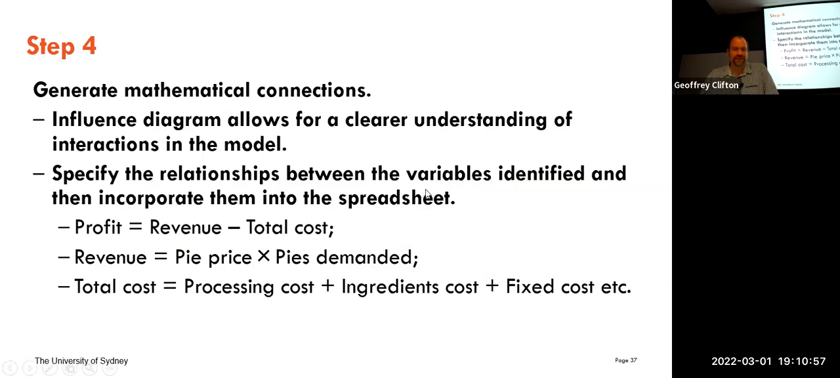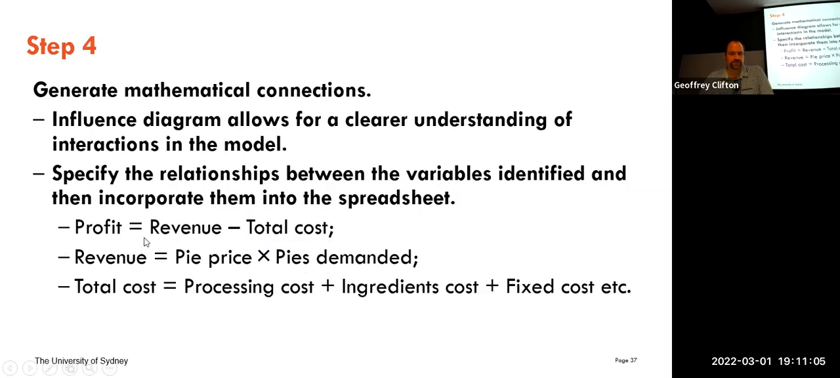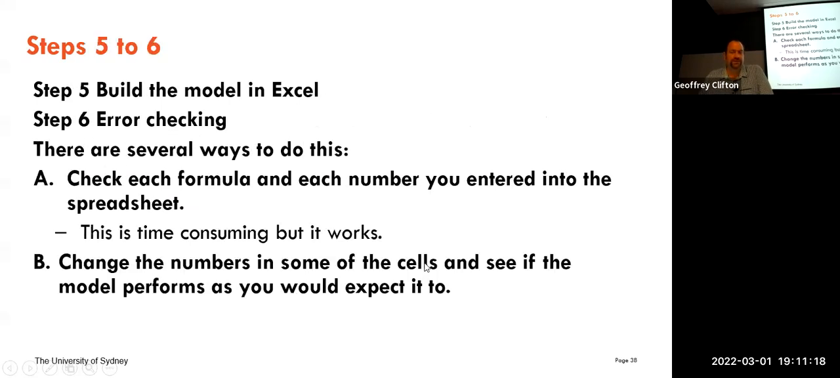So you then specify the relationship between the inputs and the outputs, and you put them into your spreadsheet. So profit is revenue minus total cost. Revenue is price times the number demanded. Total cost equals the sum of those three separate costs. Then you actually build the model in Excel. Notice here how opening up Excel is the fifth step in the process.